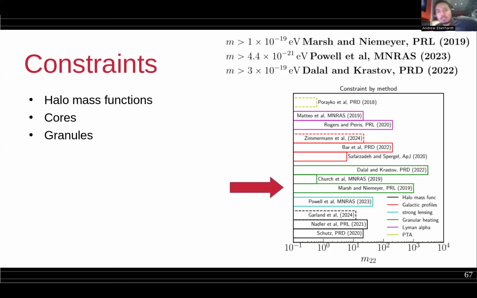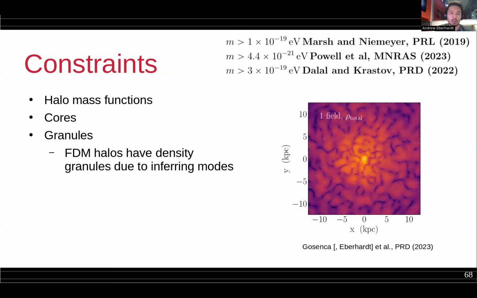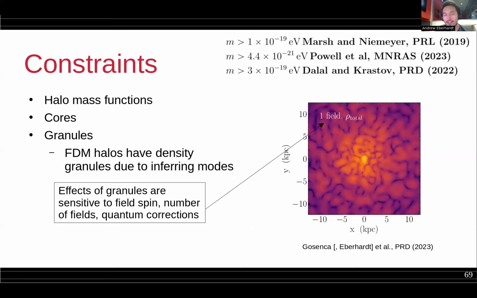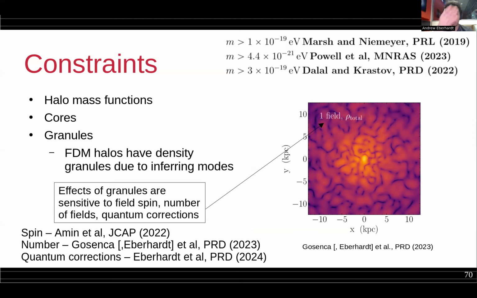So recently, some of the strongest constraints on the ultralight dark matter have been looking at the granules now. We should recall that fuzzy dark matter halos have density granules, and these are due to interfering modes. Interestingly, and I'll point it out here, these granules are actually quite sensitive to the dark matter microphysics beyond the mass. So introducing higher spins, introducing additional fields, mixing dark matter masses, adding quantum corrections, the specific quantum state that the dark matter is in. It's been shown that these have quite a large effect on the granules. So this is an interesting probe, which motivates me. And some work has already been done studying how these granules behave under these various extensions of the vanilla one.